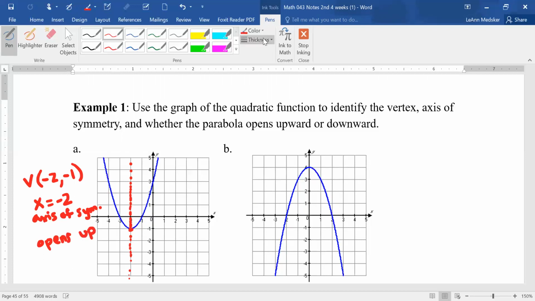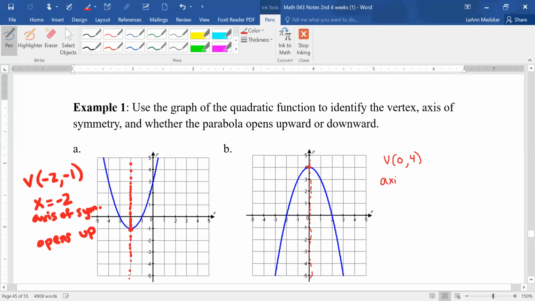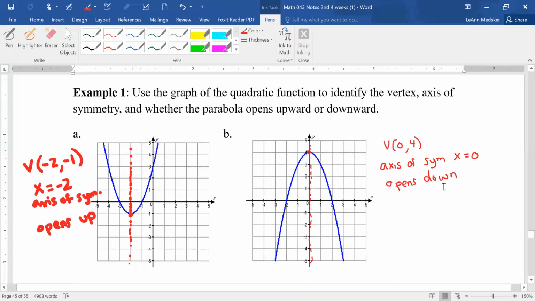Okay, so let me see if I can thin out this marker just a little bit. Okay, this one, the vertex is the highest point, and so it is at the ordered pair 0 for x, 4 for y. The axis of symmetry would be the y-axis here, because notice it is completely symmetric across that. So if your axis of symmetry is the y-axis, that is the vertical line, x equals 0. Remember, vertical lines are x equals, horizontal lines are y equals. And then this one opens down. So this is just so we can recognize the vertex, see the axis of symmetry, and also determine what opens up versus opens down means graphically.